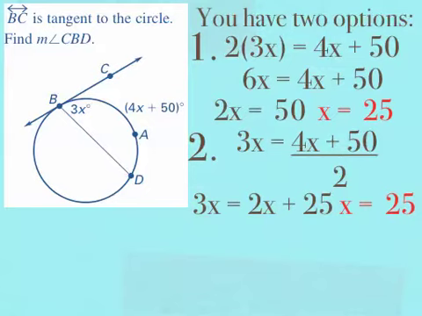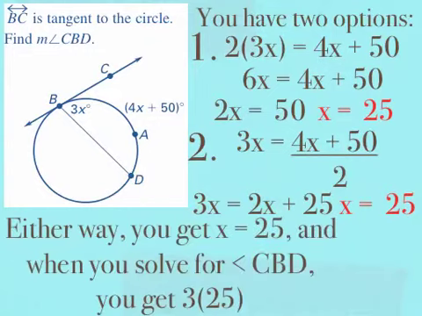It asks us to find the measure of angle CBD. Well, angle CBD is 3 times x, and x is 25, so 3 times 25 is 75 degrees.